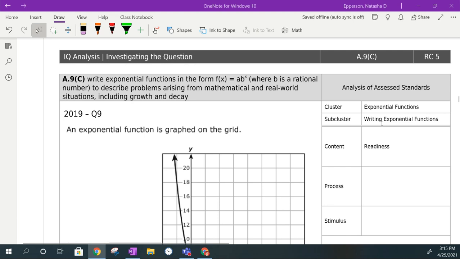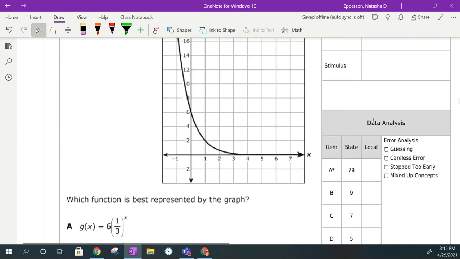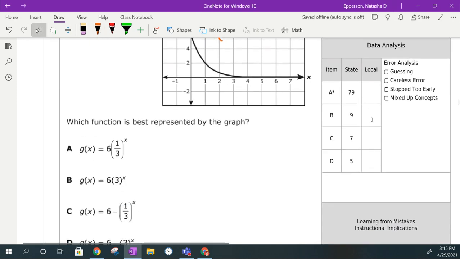All right, in this one, we're going over A.9C where we're going to write the exponential functions. So what I need to do is look at my y-intercept. My y-intercept is always going to be related to my initial value. So that's 6. And so I'm going to look at my answer choices.